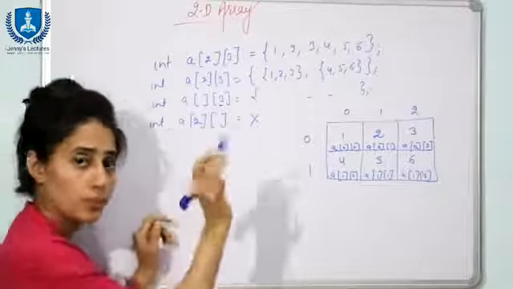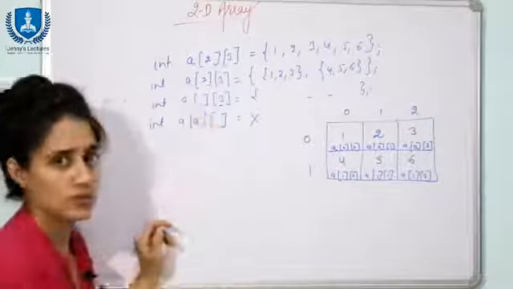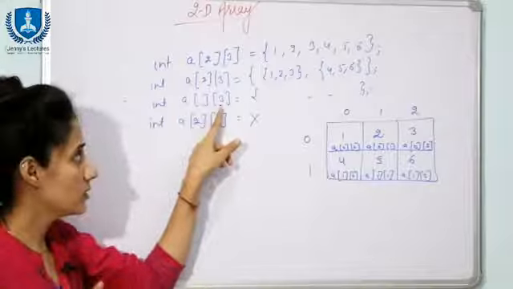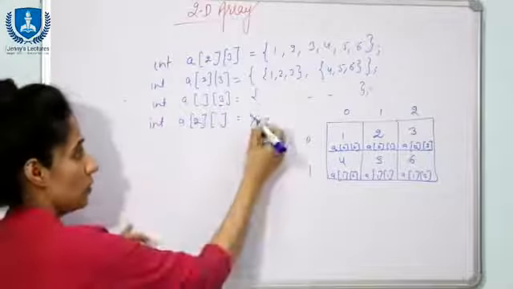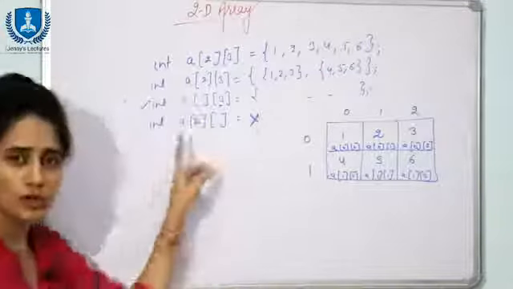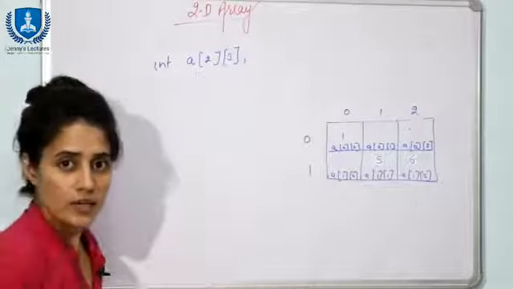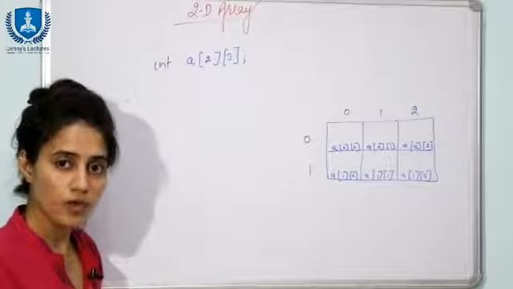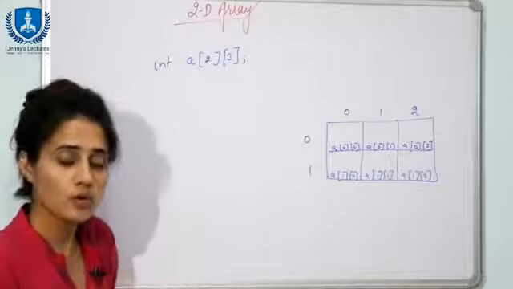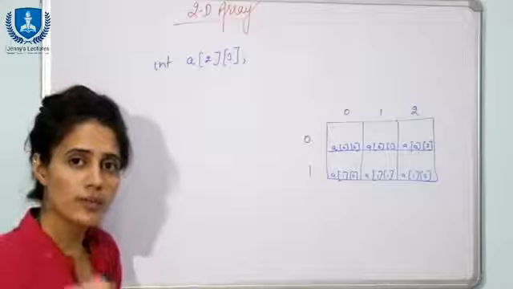It is optional to give the row size. The first subscript is for row and the second subscript is for column. So this is invalid, this is valid. This is how you can initialize the array at compile time. Now see how to initialize the array at runtime. When we are executing the program, at that time only we are going to ask the user to enter the elements of the array.